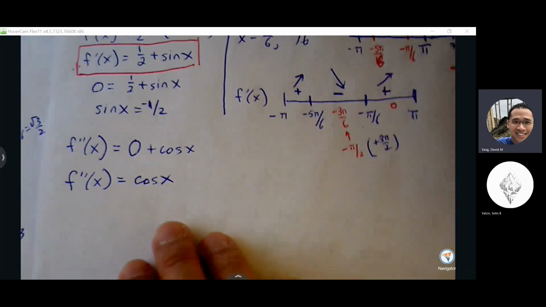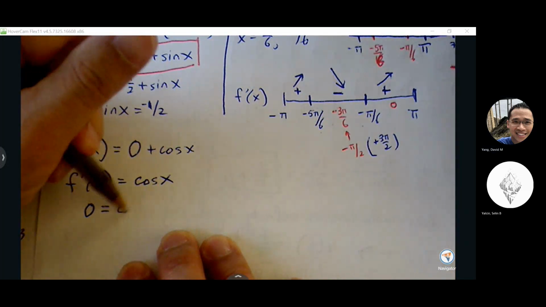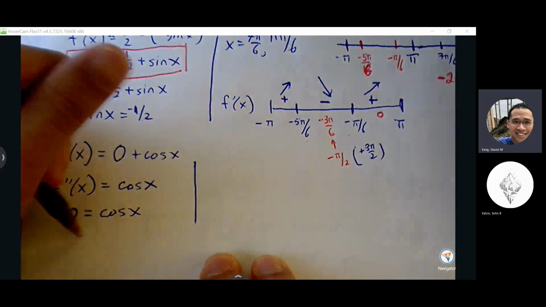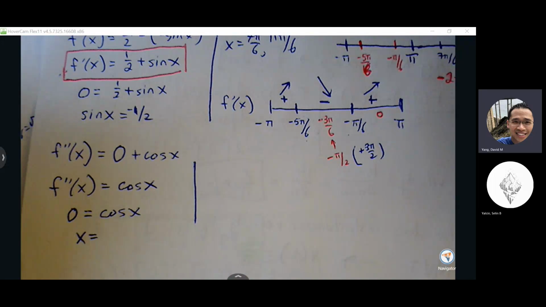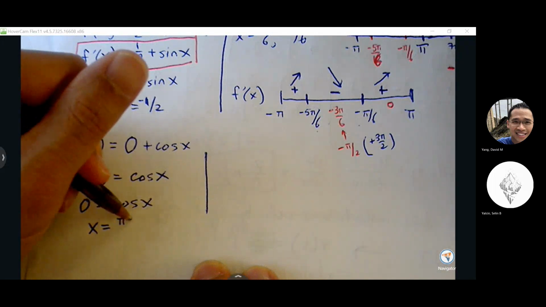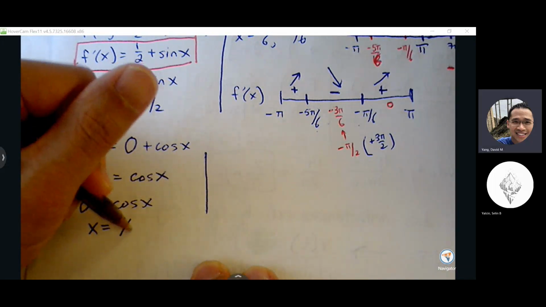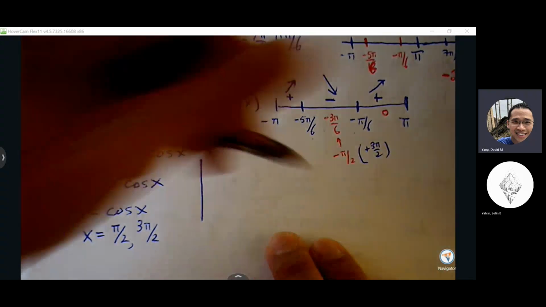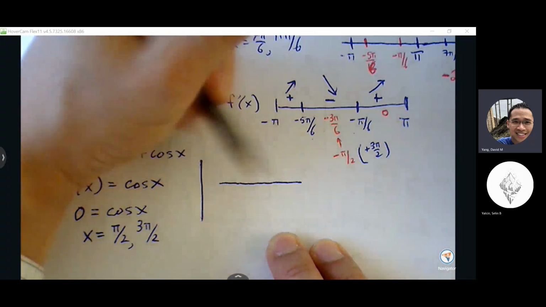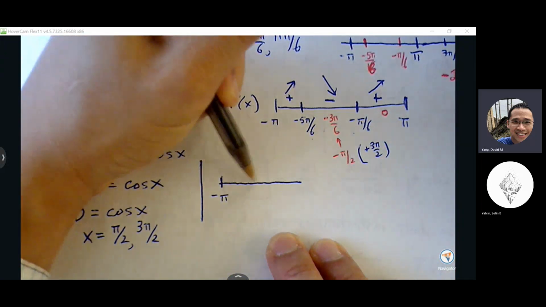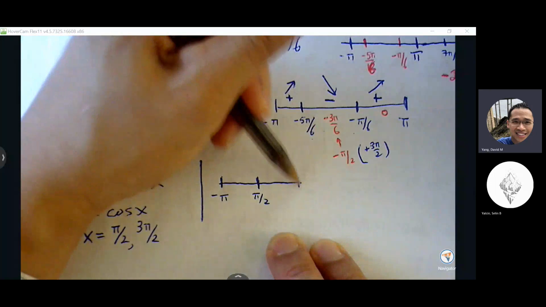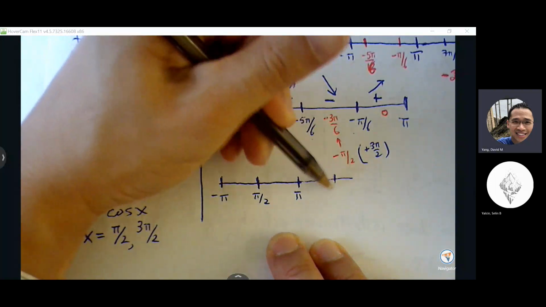Okay, so we set our second derivative equal to 0. Ask ourselves, where is cosine equal to 0? If we think in terms of our unit circle values, cosine is 0 at pi over 2 and 3 pi over 2. Is that going to fit nicely in our interval? Maybe not perfectly, but we do see pi over 2 landing nicely. The problem is that 3 pi over 2 is outside.